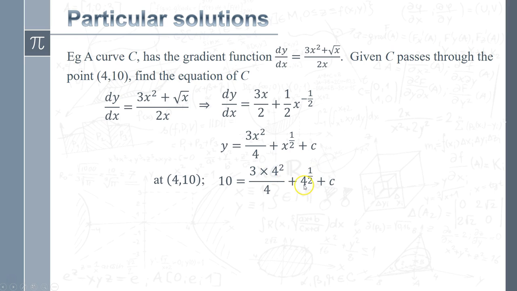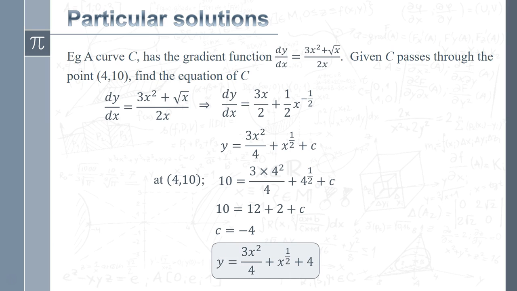And so now just a bit of tidying up. 4 to the power half, square root of 4, that bit's just going to be 2. And tidy it all up. There we go. And we end up with c equals minus 4. So what we've got now finally is the equation of my curve. There it is, y equals 3x squared over 4 plus x to the power half plus 4.